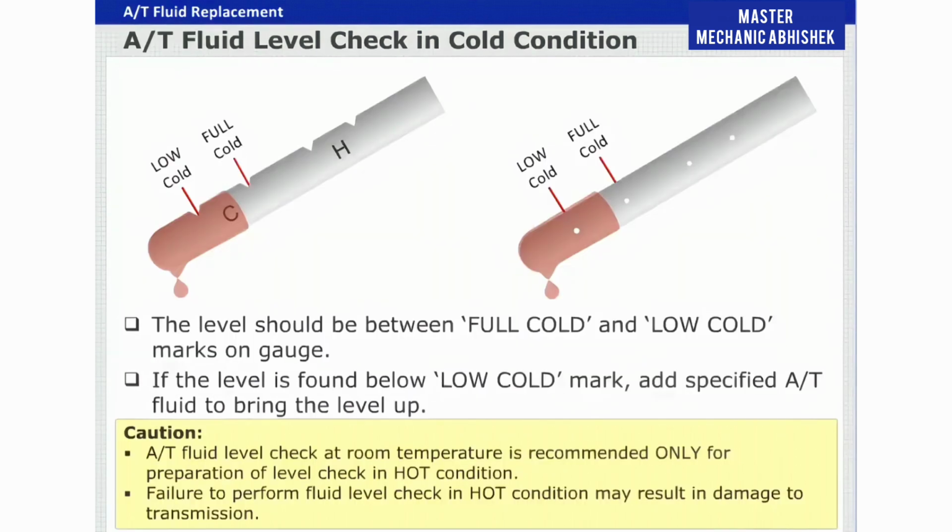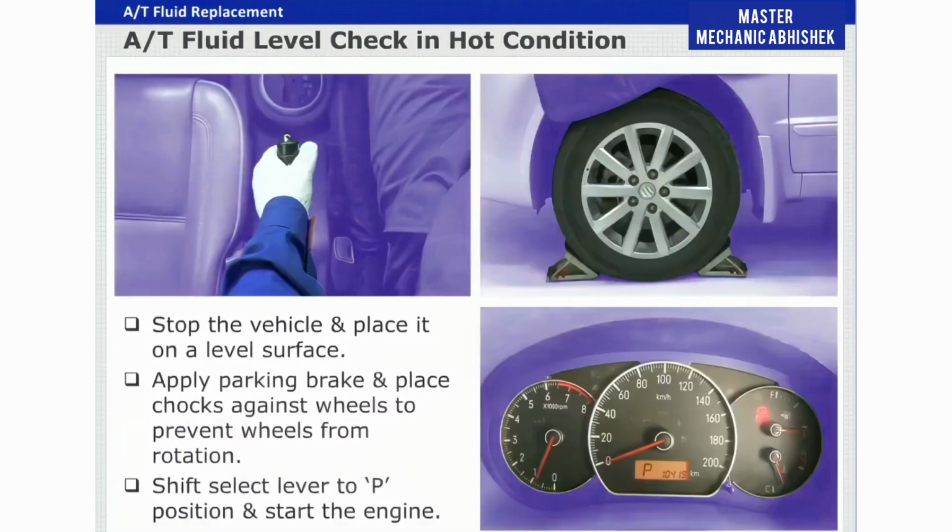The level should be between full cold and low cold marks on gauge. If the level is found below low cold mark, add specified AT fluid to bring the level up. AT fluid level check at room temperature is recommended only for preparation of level check in hot condition. Failure to perform fluid level check in hot condition may result in damage to transmission.